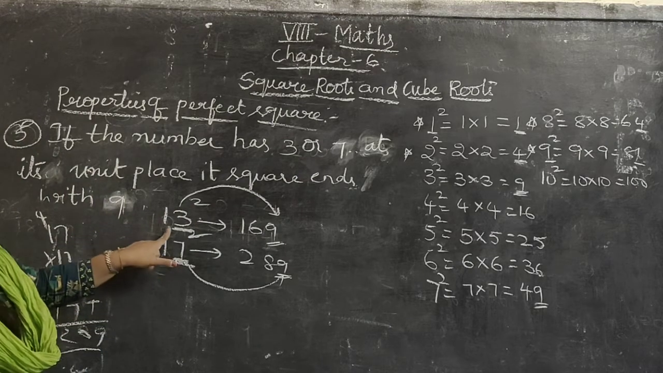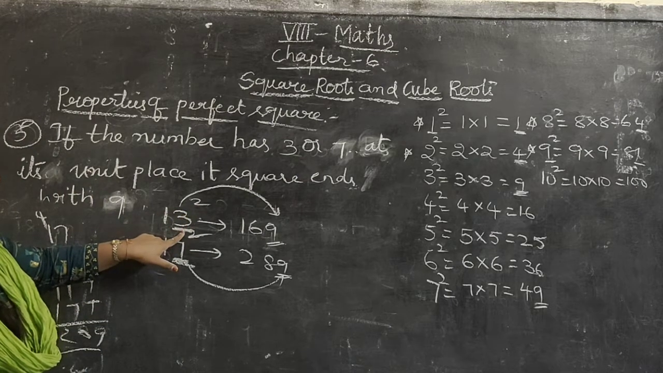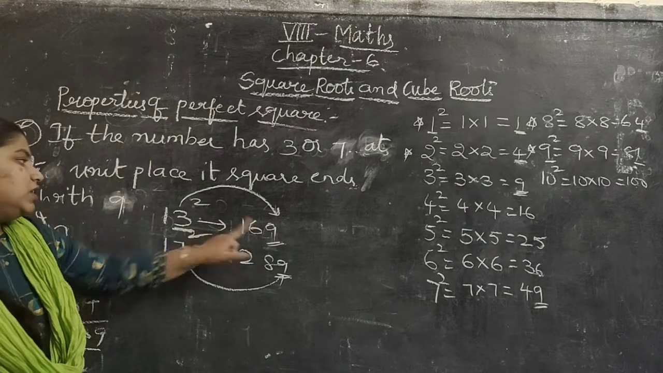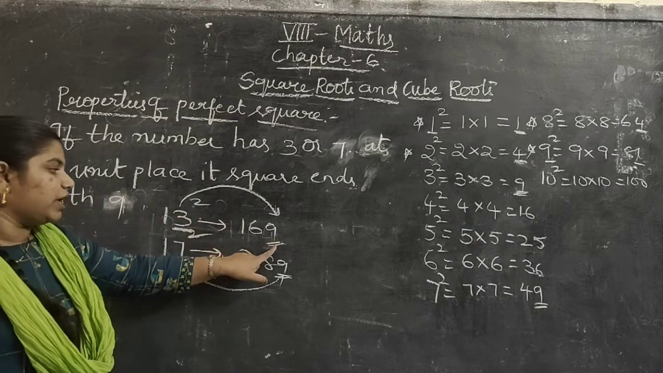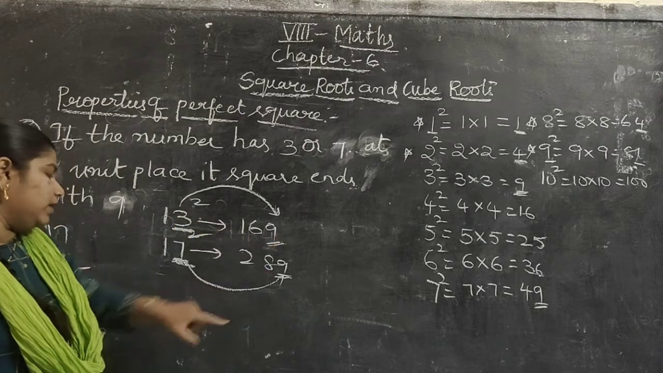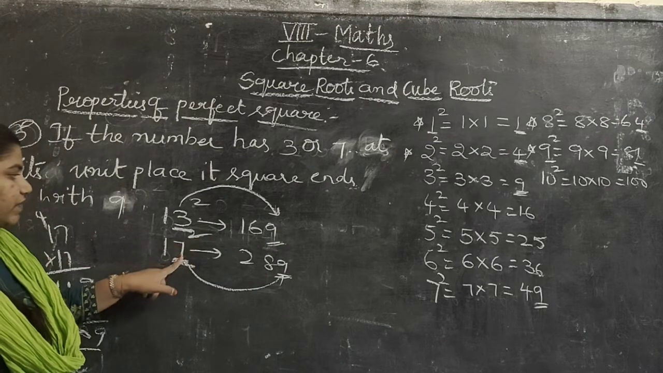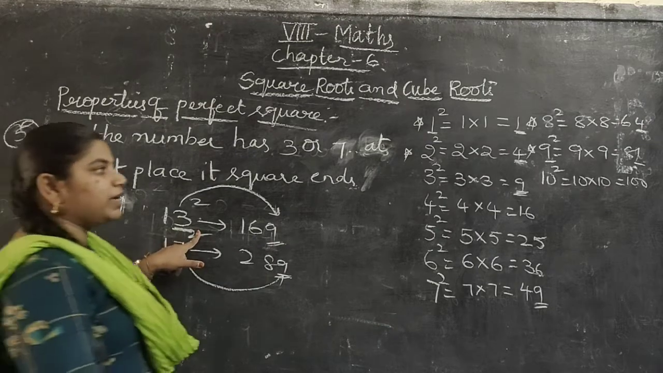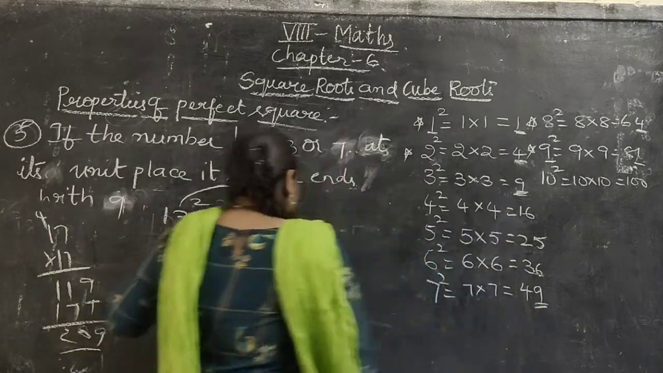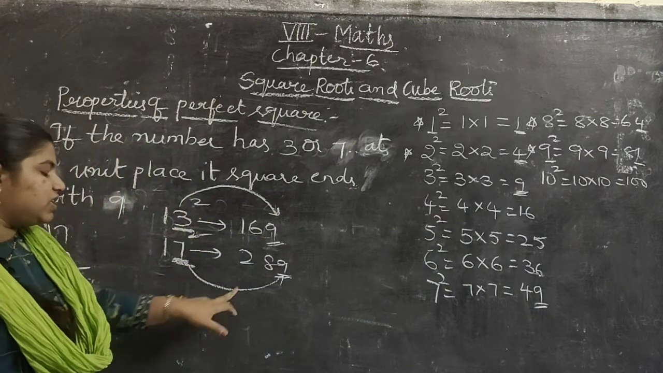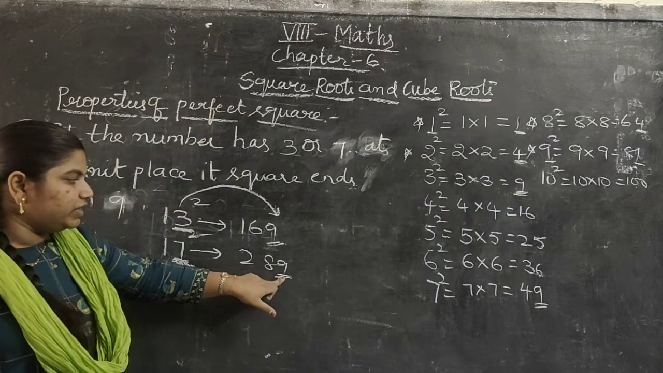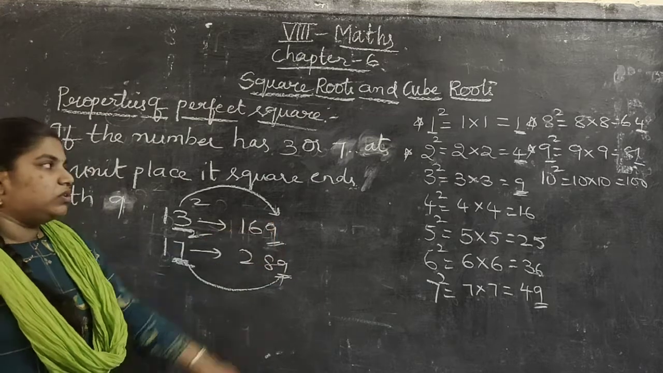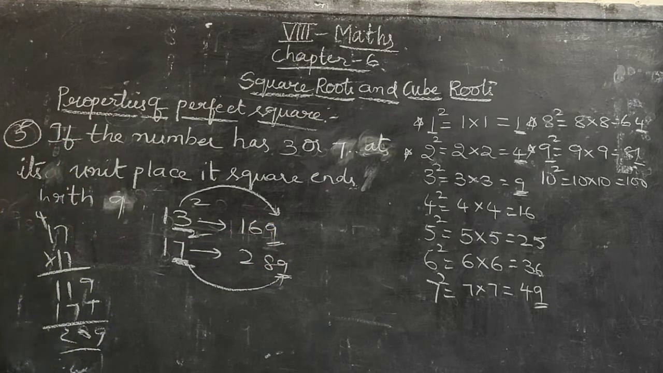So 13 square, the units place is 3. 3 square is 9. So 13 square will be 169. Always it will end with 9. In the same way, 17 square: 7 square is 49, and the units place of 49 is 9. So 17 square is 289, ending with the digit 9. So these are the properties of a perfect square.